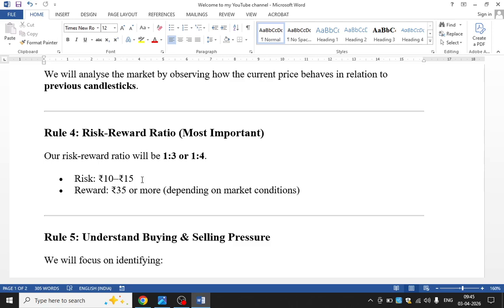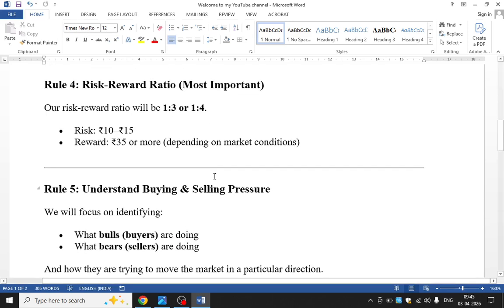But if my price moves in our direction and hits 35 rupees, then we are not going to get out at 35 rupees. We will try to get more reward out of this trade, and we will change our stop loss to break even depending on the candlestick. Okay, so this is my rule number 4.